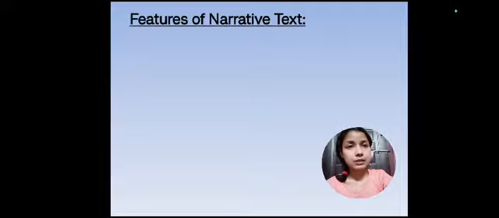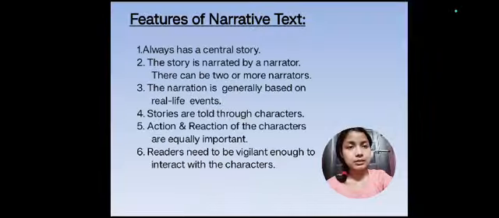Next, features of narrative text. There are so many features of a narrative text. Among them, let us discuss the first one. Always has a central story. Narrative text always has a central story. Narrative text is narrated by a narrator. There can be two or more narrators.